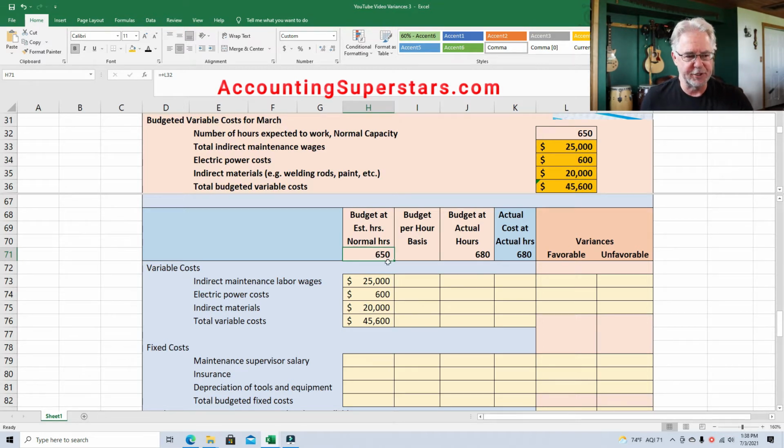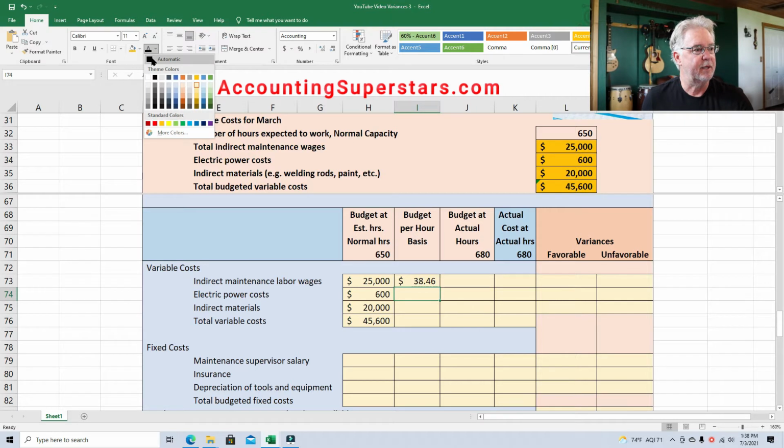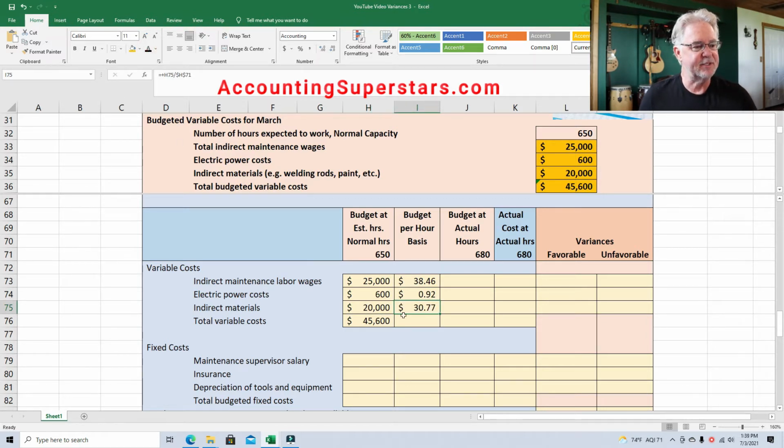So what we're going to do is we're going to take each number and divide it by 650. So 25,000 divided by 650 is $38.46. And $600 divided by 650 hours is, here we go, 92 cents per hour. And $20,000 divided by 650 hours is $30.77. And the grand total, $70.15. So we could divide or we could add it up. We should get pretty close to the same number.